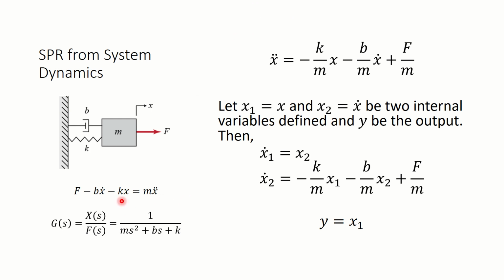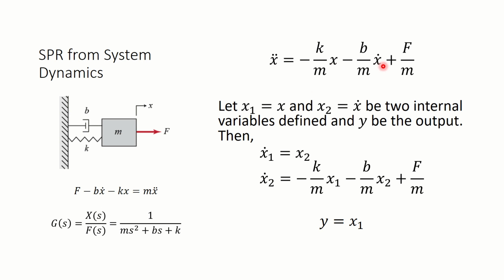Now we need to make the state space realization starting from this system description, which is the system differential equation, or the governing equation of the system. Normally, we notice the highest order of derivative and take it to the left hand side, and all the other terms we take to the right hand side.